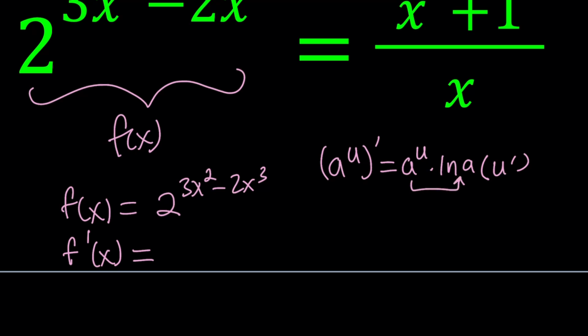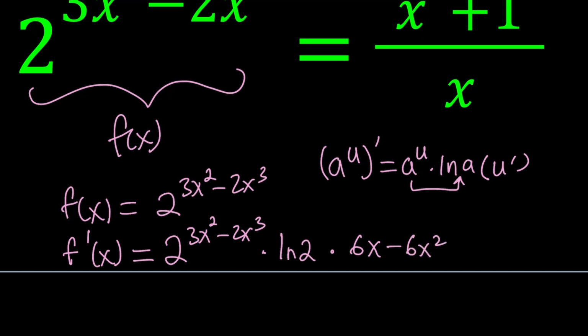Anyway, so using that property or rule, we get 2 to the power 3x squared minus 2x cubed times ln 2 times the derivative of the inside or the exponent. In this case, it's 6x minus 6x squared. That's going to be the derivative of the inside from chain rule. Makes sense? So this product is the derivative of our function f of x. And as usual, we're going to set it equal to 0.